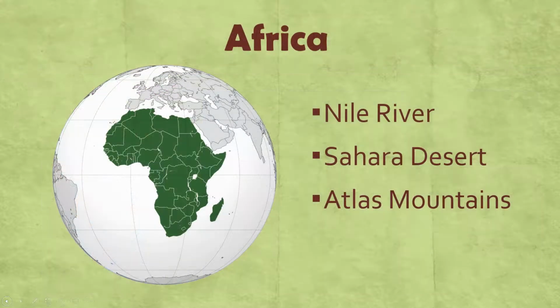Now, moving across the Atlantic Ocean over to the continent of Africa, we're going to discuss the Nile River, the Sahara Desert, and the Atlas Mountains. And if you think I'm not going to make jokes about the Nile River, well, then you must be in denial. See, that was the first one.